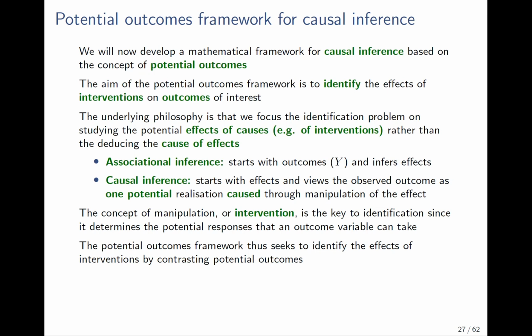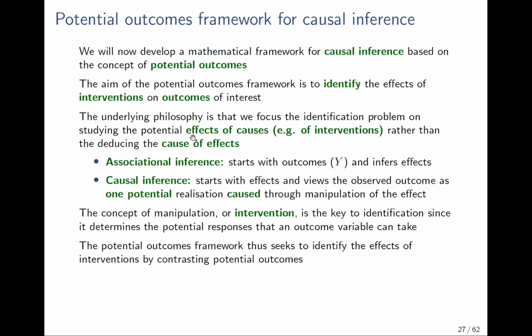So the aim of the potential outcomes framework is to identify the effects of interventions on outcomes of interest. And the starting point, the underlying philosophy, if you like, is that we're going to focus the identification problem on studying the potential effect of causes rather than deducing the cause of effects. So what does that actually mean?